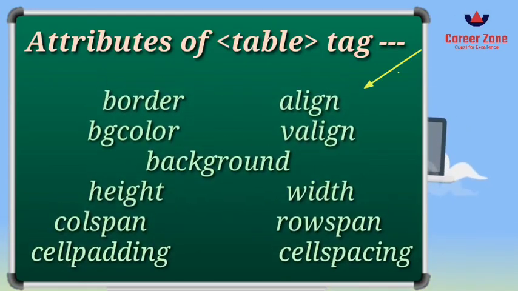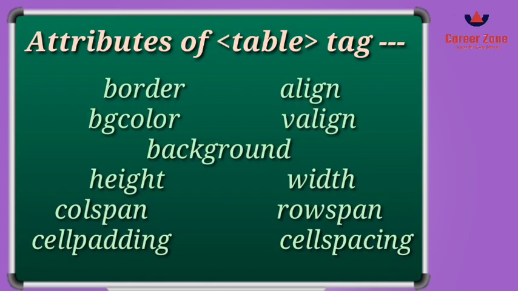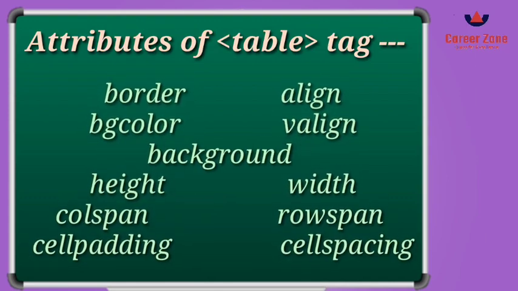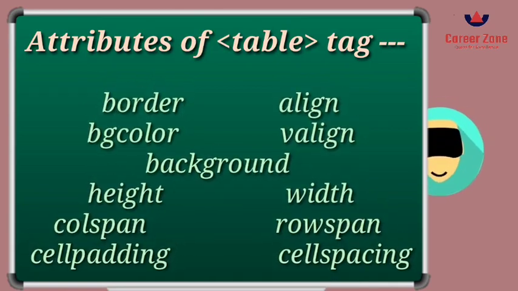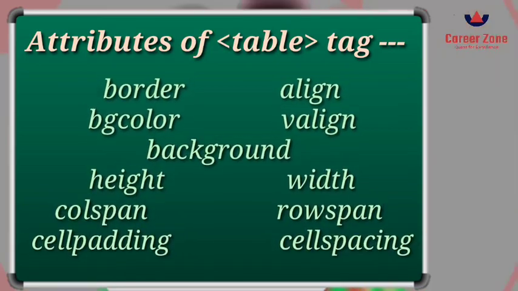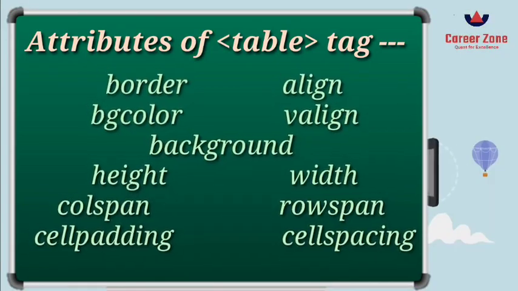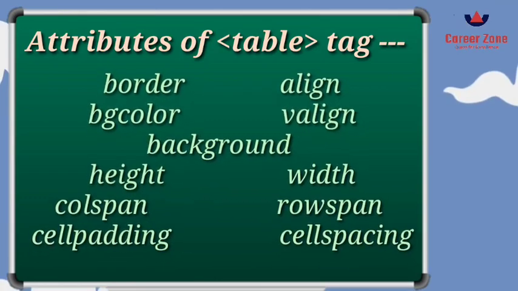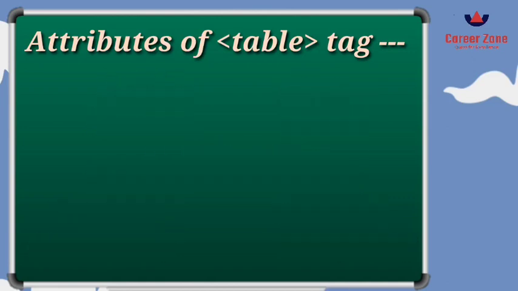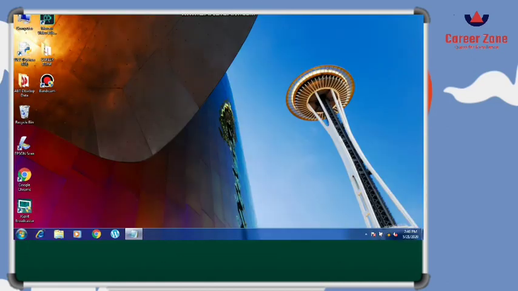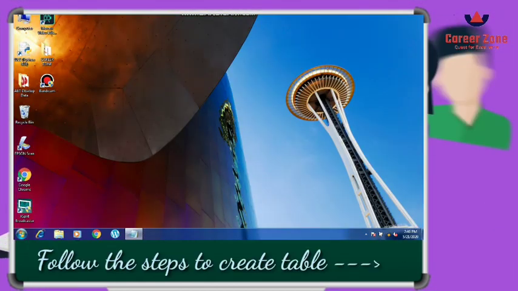And there is also an align attribute which will work with the table tag for aligning the text left, right, or center. And we will use the vertical alignment attribute as well for aligning the text vertically to top and bottom. So these are all the tags we will be learning today. So let us now start the video.